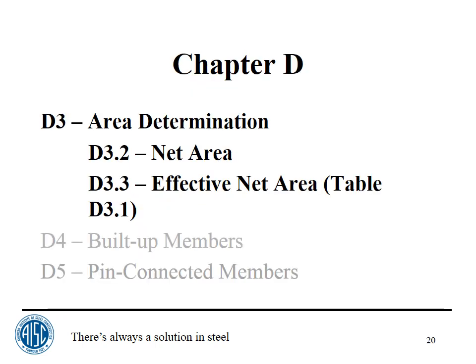So let's start in Chapter D, area determination. What are we doing there? There's net area. There's a Table D3.1 that's got a lot of different sections shown in it, effective net area. There's a couple of things that are kind of grayed out here that we will not be talking about in Chapter D, which are built-up members and pin-connected members.